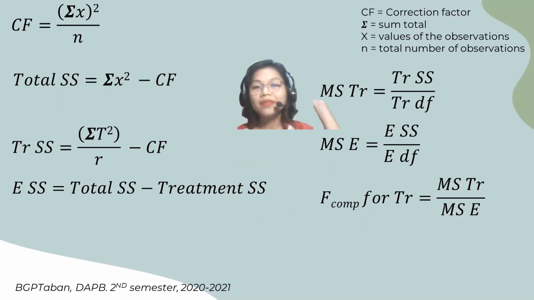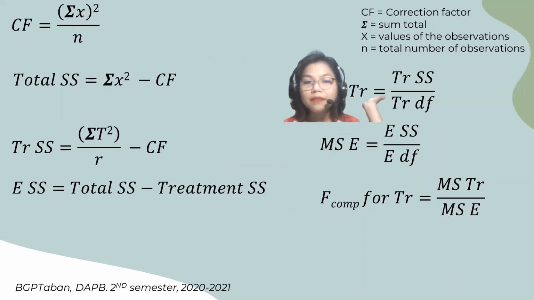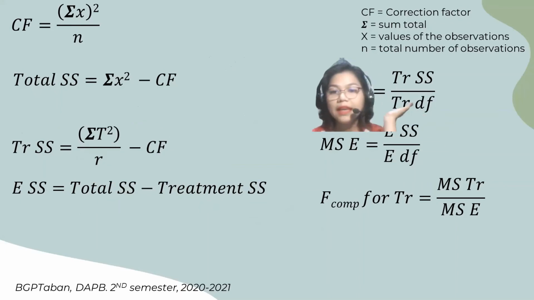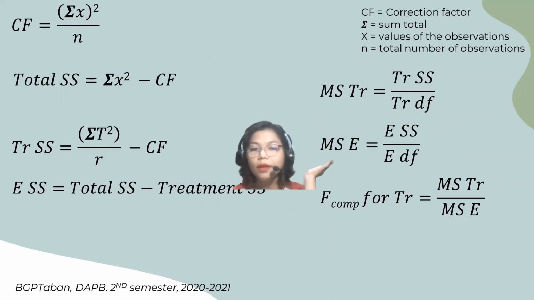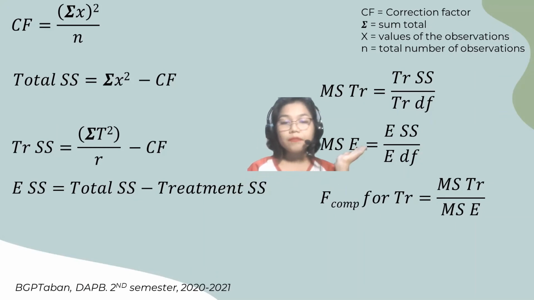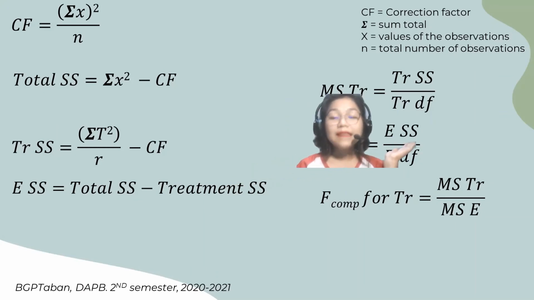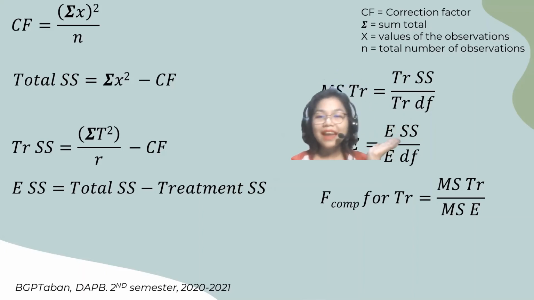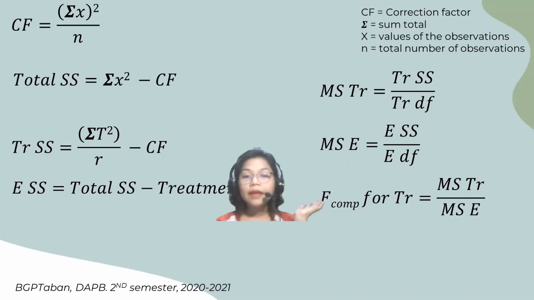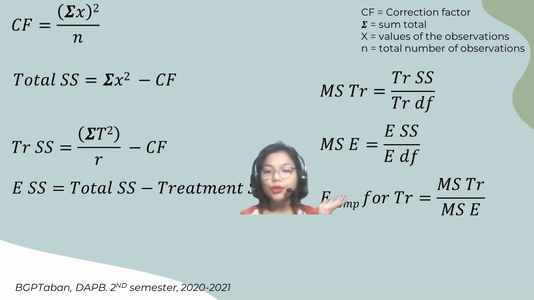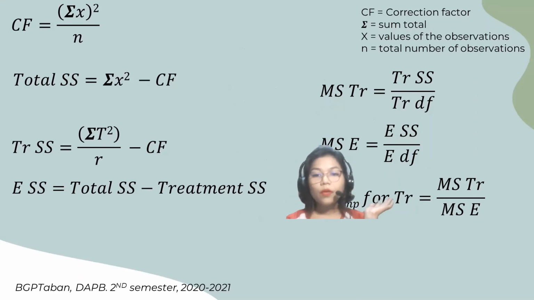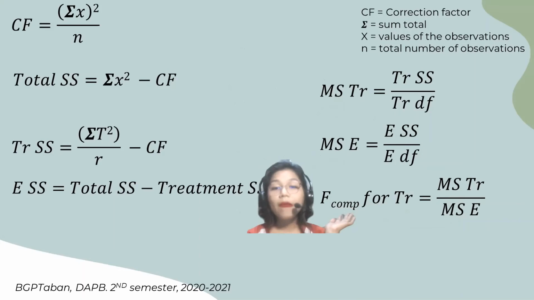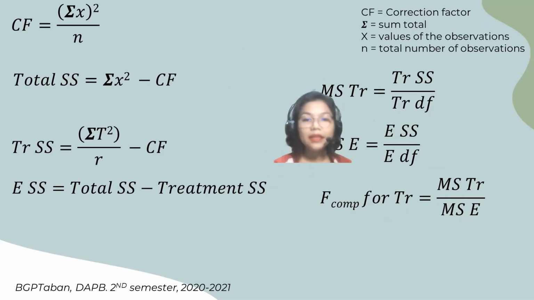For the mean square of the treatments, we just divide our treatment SS by our treatment DF. We can see this in our ANOVA table. For the mean square of the error, we just divide the error SS by the error DF. Of course, we need these two values to compute our F. So MSTR over MSE is our computed F value.